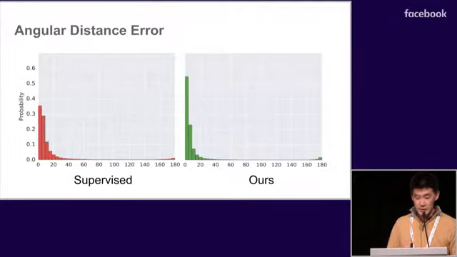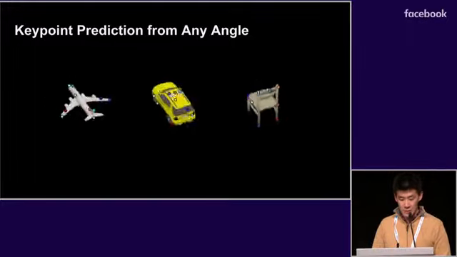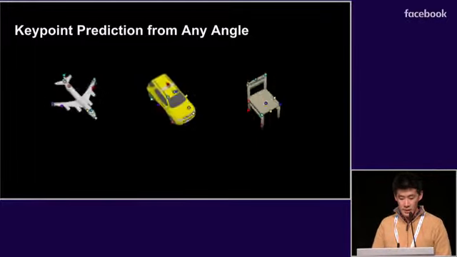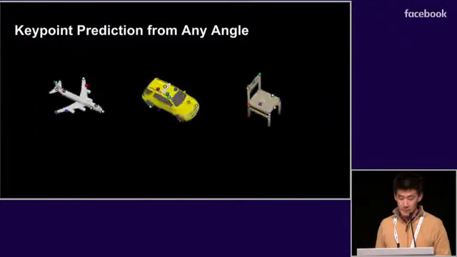And here are the error distributions of the 2 techniques. Notice how errors are more concentrated around 0 for our technique. And there are a few outliers at 180 degrees due to the incorrect orientation prediction. Here we show how the model is able to predict key points from any angle consistently, even in harder cases such as from the side, which causes a lot of occlusions for the plane.